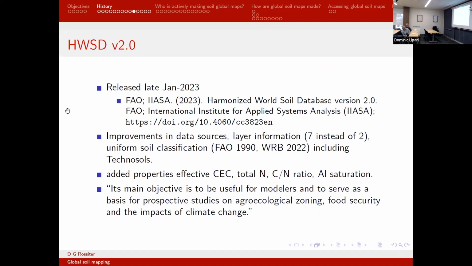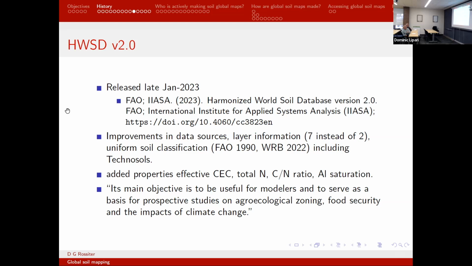And what I just found out just last week, and I haven't had a chance to yet evaluate this, but version 2 was just released, and they now have 7 layers instead of 2. They have very new data sources.